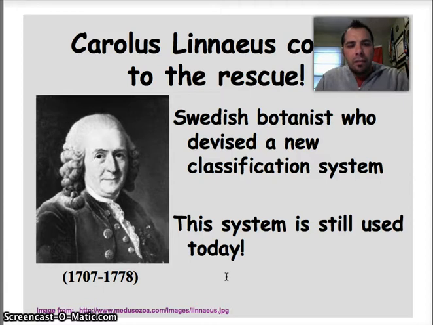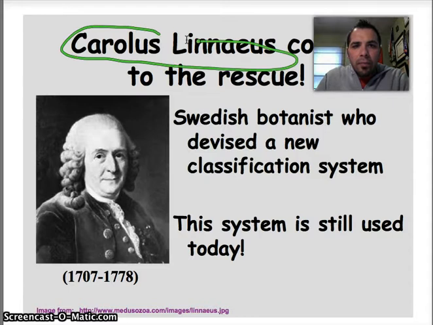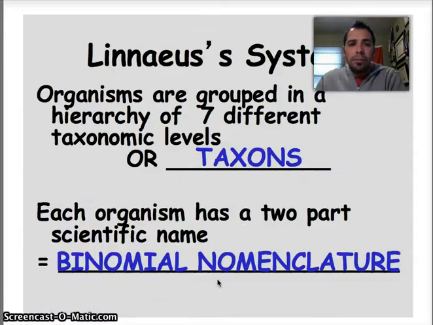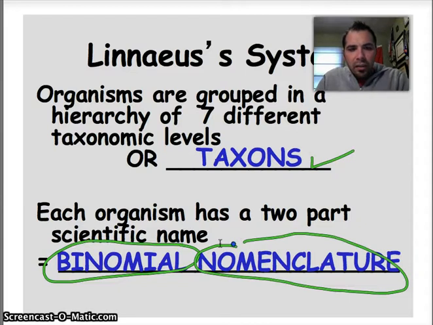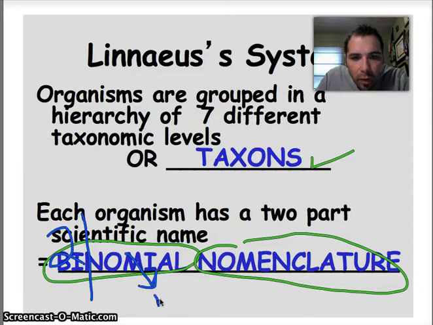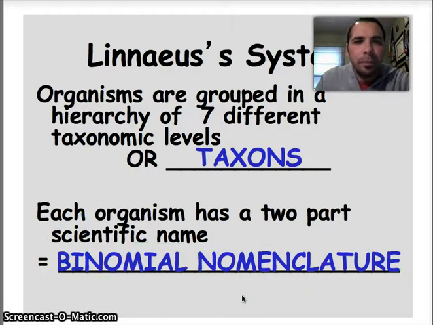So here's Carlos Linnaeus. You need to know this guy. Very important name. He came to the rescue. He was a Swedish botanist who devised a new classification system, and it is still used today. So we still use the Linnaeus system of classification. When we talk about Linnaeus, we talk about taxons, and then we have another important term, binomial nomenclature. If we divide this, bi means two, nomial means name.